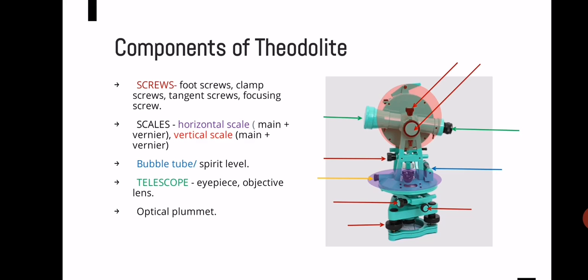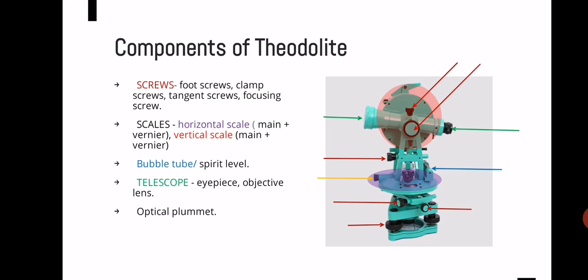So how do we differentiate a clamp screw from a tangent screw? Generally, we can see that clamp screws are single-headed. They have only one head through which we clamp or release. But tangent screws are two-headed, out of which only one is being used so as to operate the tangential movement of the machine along the main scale.